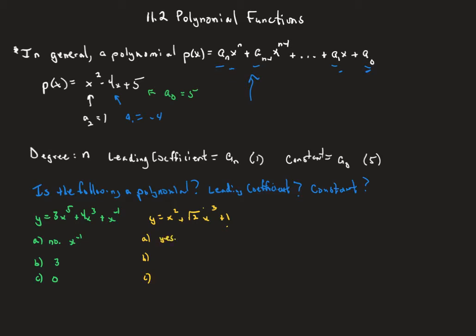The leading coefficient is going to be the number in front of the highest power of x, and the number in front of the highest power of x is square root of 2. And that's a number, and so that is its leading coefficient. And the constant is going to be that number that isn't being multiplied by x at all, or if you like, is times x to the 0, and that's going to be 1.